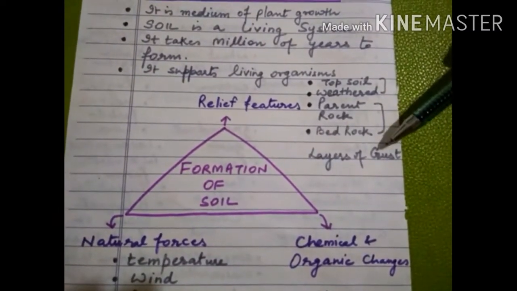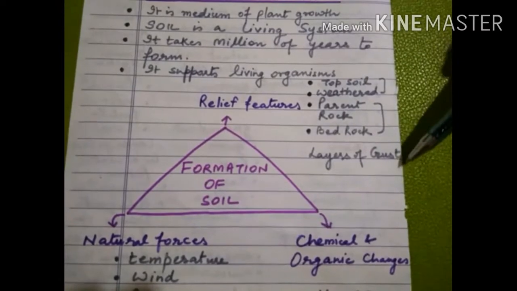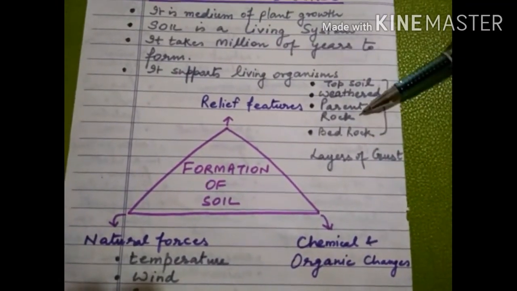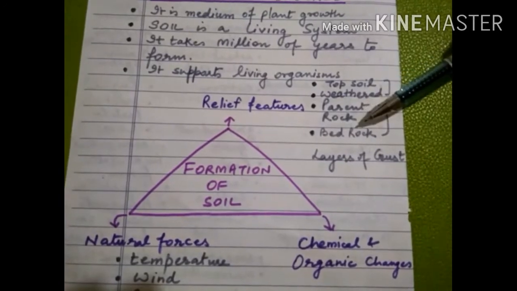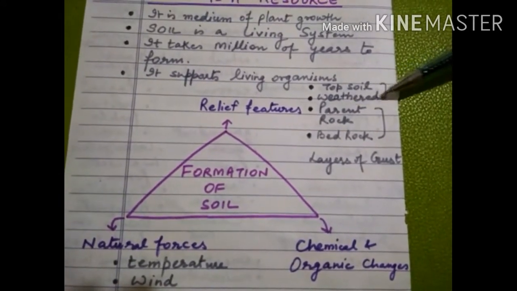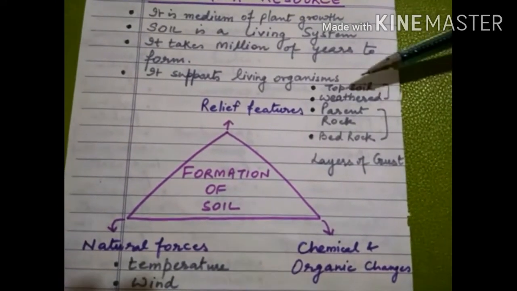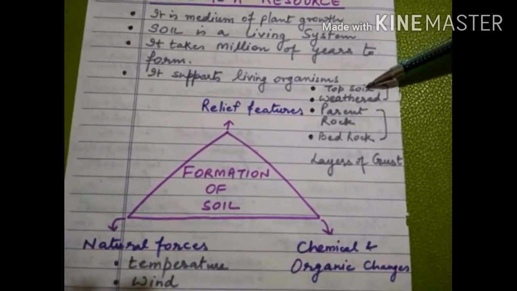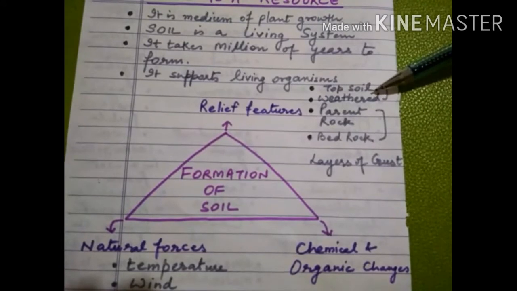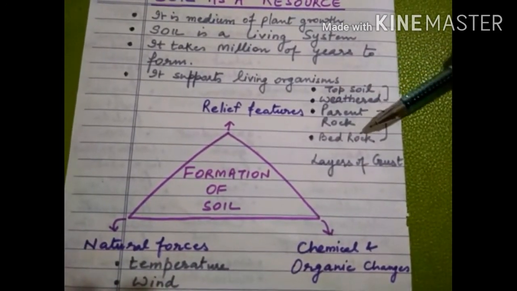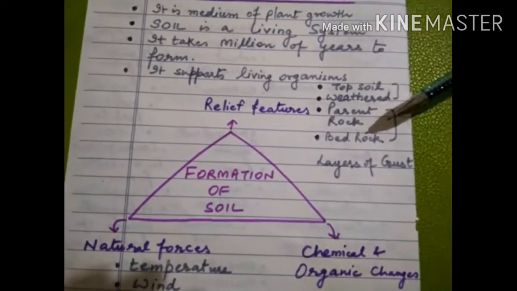So there are so many layers of the crust. The bottom layer of the crust is known as bedrock, then there is an upper layer, parent rock, and then weathered rock material which is composed of sand, silt, clay, etc., and then forms the topsoil. So the factor behind the formation of topsoil is its base and the base of rock.